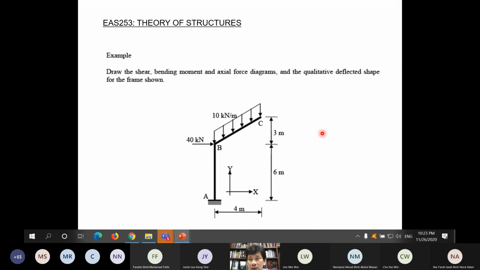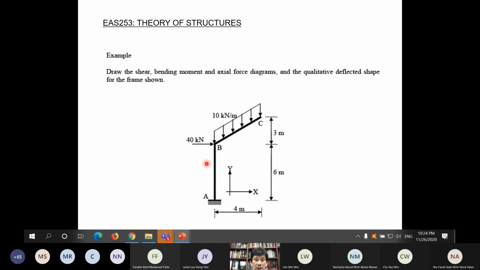So we have seen several examples where the loadings are either horizontal or vertical, and the members are either horizontal or vertical. Now we look at one case where the member is inclined. The member is inclined now, class. So how do we handle cases like this? For that, we look at this example, the same example like just now, but now the member is inclined.